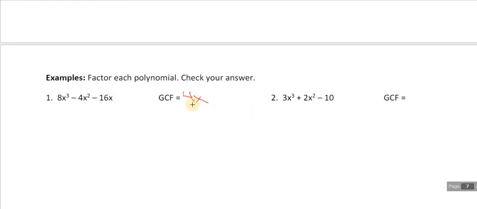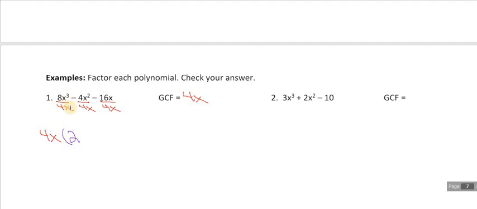So I'm going to identify that, and now I'm going to show that in order to quote-unquote factor it out, I'm going to divide that GCF of 4x into every term, and then I drag it along on the outside. So we're left with 4x on the outside times the quantity, okay, 8 divided by 4 is 2.